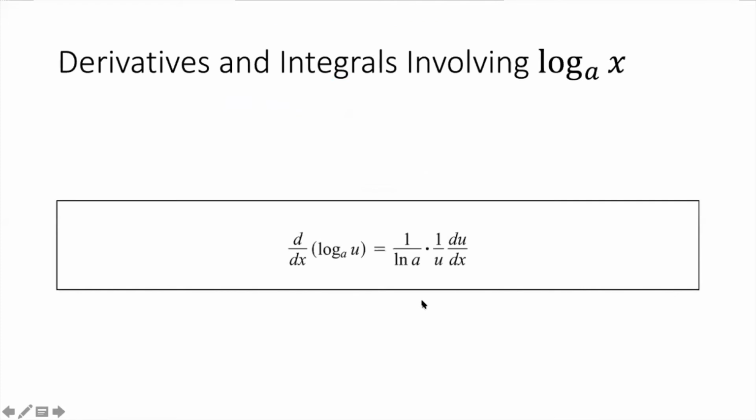Okay, here it is. So the derivative with respect to x of log base a of u is equal to 1 over natural log a times 1 over u times du dx. So it looks just like the derivative of natural log u, except that this factor 1 over natural log a pops out. And again, if you write log base a of x using the change of base formula, it's very easy to understand why this rule is correct.